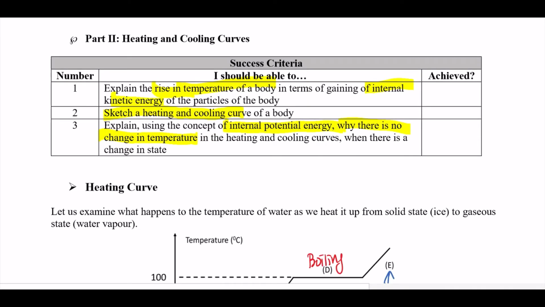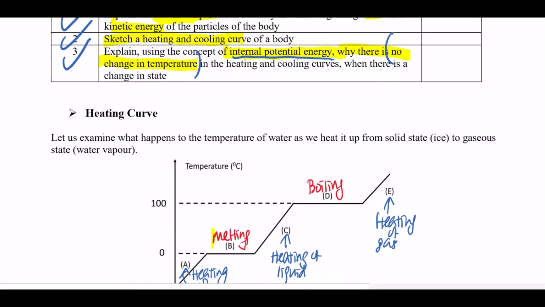So let's go through the success criteria. You should be able to explain the rise in temperature of a body in terms of gaining of internal KE. So when you supply heat to the substance, most of the time its temperature is increasing, and you explain it in terms of the internal KE. You should be able to sketch the heating and cooling curve, which resembles what we saw earlier, and explain in terms of the internal PE why there is no change in temperature at 0 degrees Celsius and 100 degrees Celsius for water, even when heat is being supplied to the water. So let's carry on.